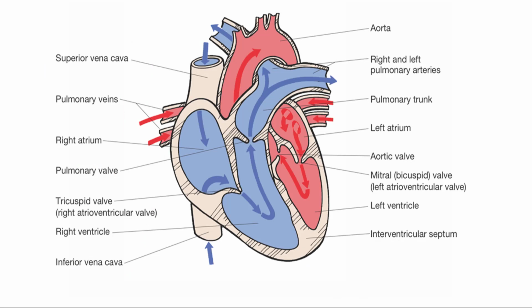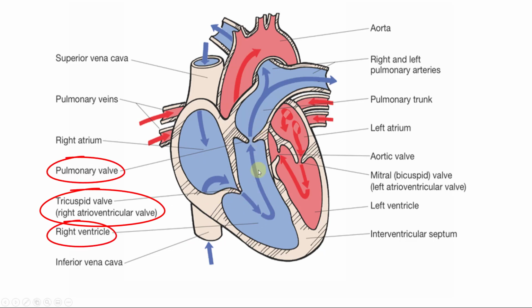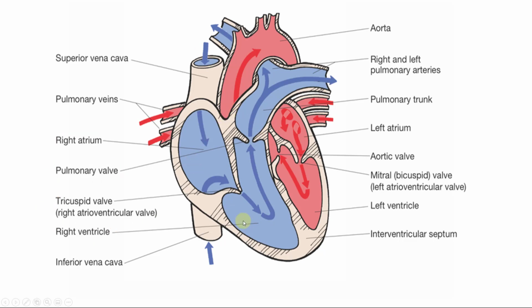You can kind of see the schematic now. We'll add some of the labels back in. Here's the right atrium. Here's the tricuspid valve. This is the right ventricle. Here's the pulmonary valve. And now you can make a little bit more sense of what this structure is, and so forth.